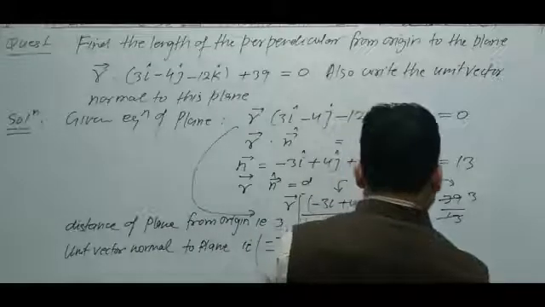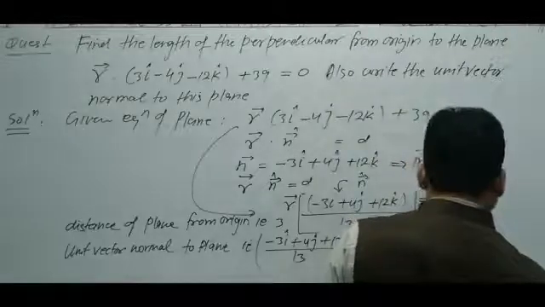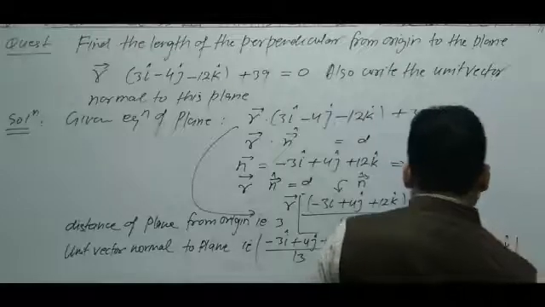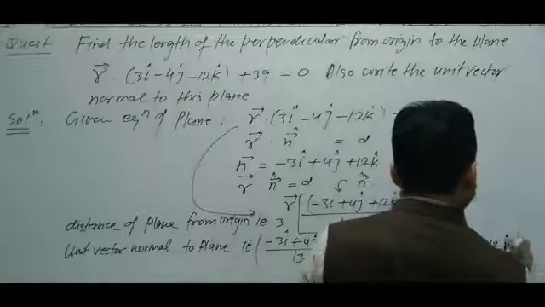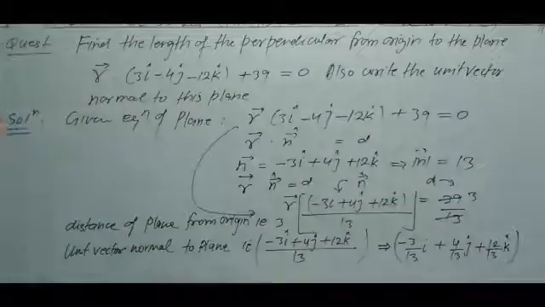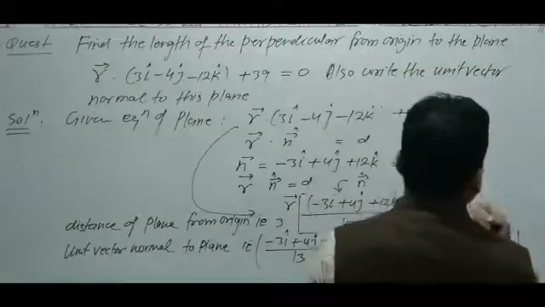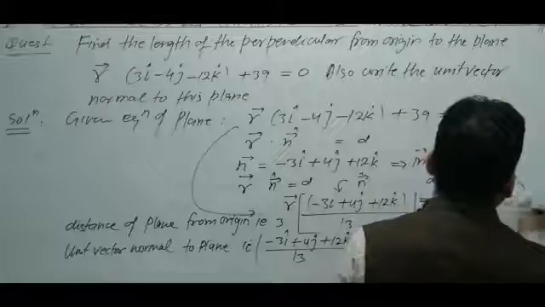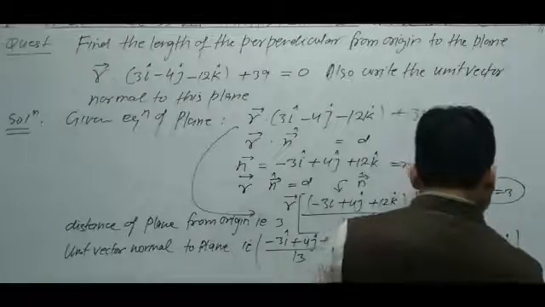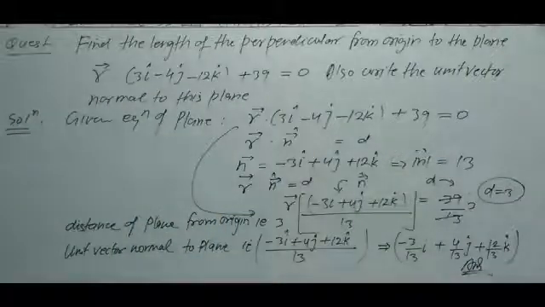minus 3 by 13 i plus 4 by 13 j plus 12 by 13 k. Now this is the answer. Answer is 3 also. So D is equal to 3 and this is the answer. This is the unit vector. Now see. If any doubts, can clear it.